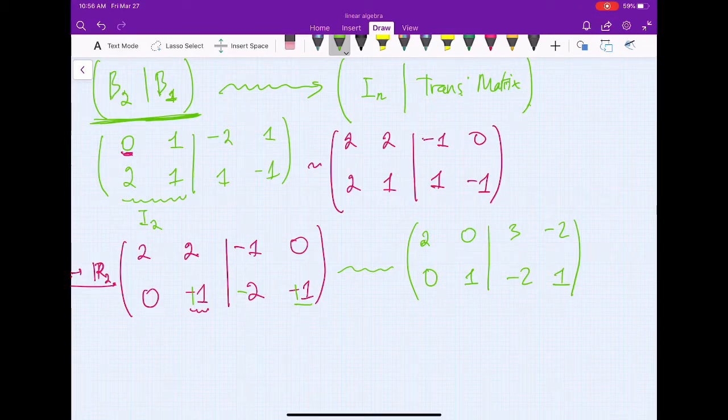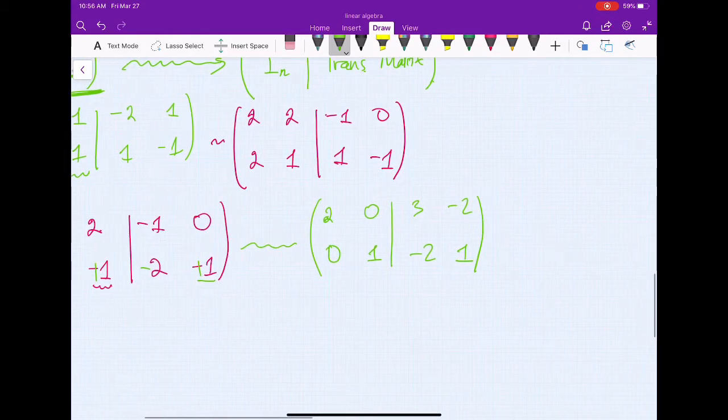And now I divide the first row by 2. I divide by 2, I divide by 2, I divide by 2. This is my transition matrix from B1 to B2.